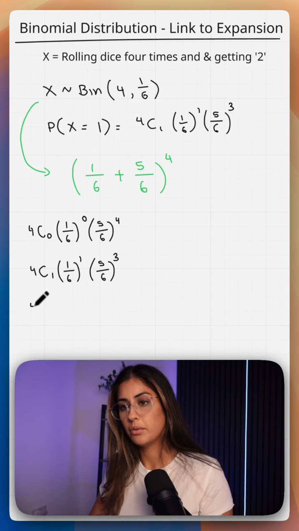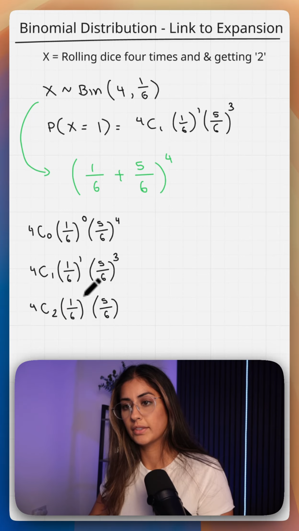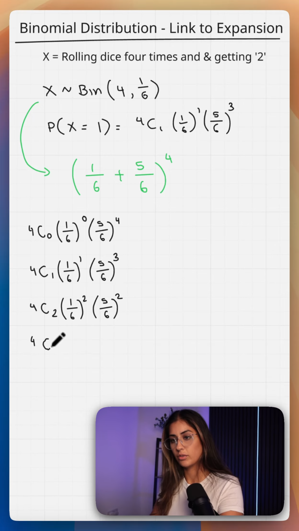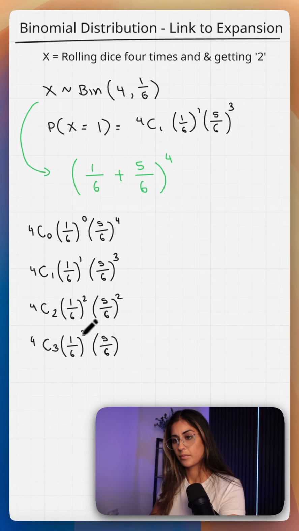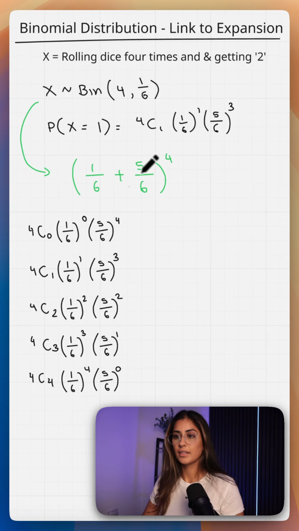Then you've got 4 choose 2. The power of 1 over 6 increases and the power of 5 over 6 decreases. And then you've got 4 choose 3 and 4 choose 4. This is the expansion of 1 over 6 plus 5 over 6 to the power of 4.